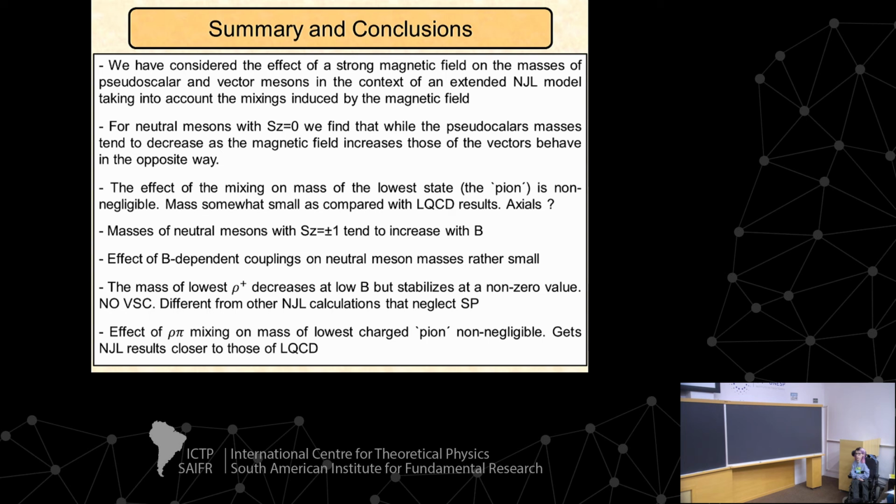And I think the axials might play some role, because it's known that even for B equal to zero, there's a mixing between the axials and the pions. So maybe for the pions, it is important to have the pi-axial mixing. This is what we are doing at the moment.